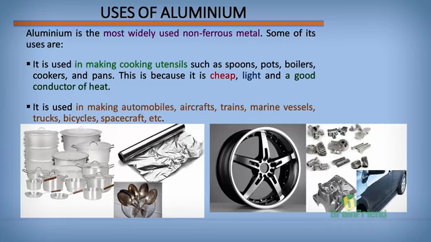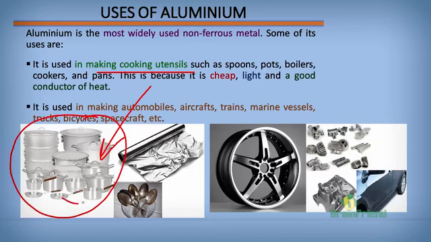Now, aluminium is used in making cooking utensils, such as spoons, pots, boilers, cookers, and pans. As you can see, most of our cooking utensils, our pans, pots, are made with aluminium. This is because aluminium is cheap, it is widely abundant, so it is quite cheap. It is light, and it is a good conductor of heat.